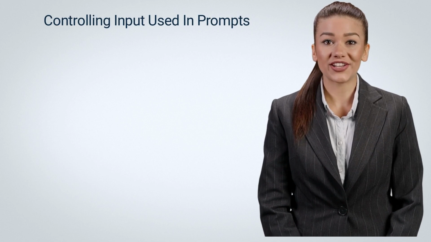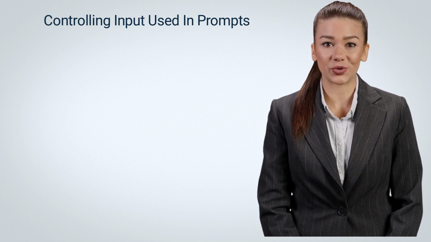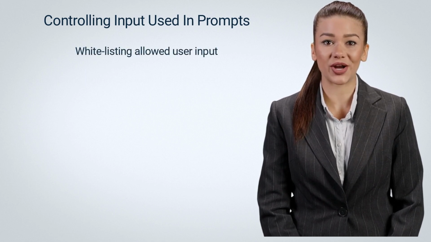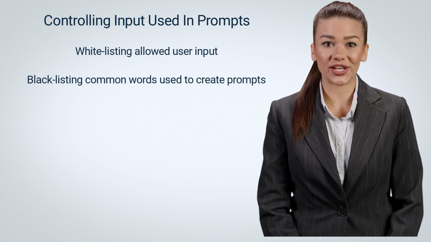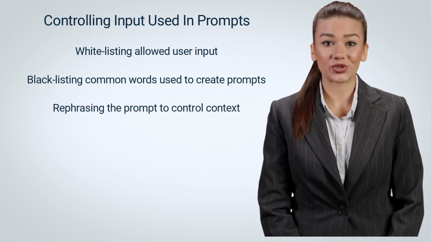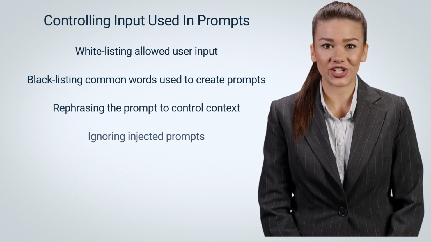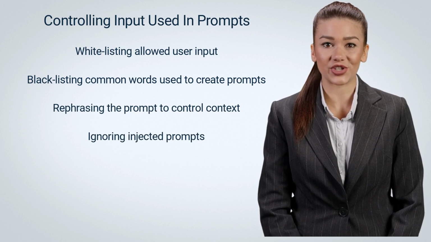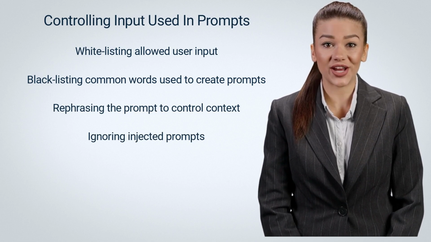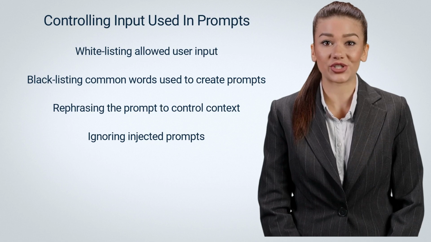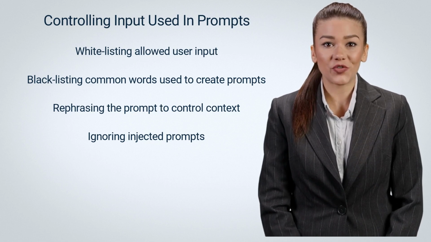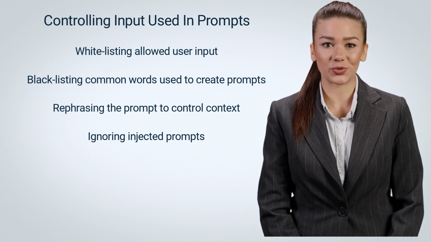It's crucial to identify and mitigate these risks by implementing proper input validation and sanitization techniques, such as whitelisting allowed user input, blacklisting common words used to create prompts, rephrasing the prompt to control context, and ignoring injected prompts. These measures will help maintain the intended functionality of the recipe app and keep it secure from malicious users trying to override the system with their own malicious prompts.